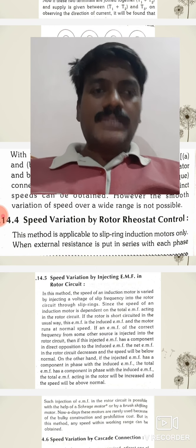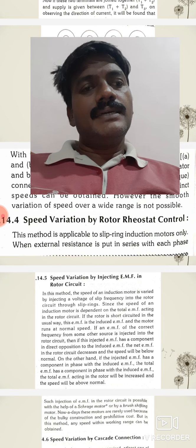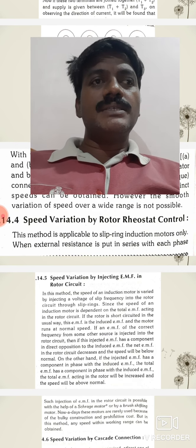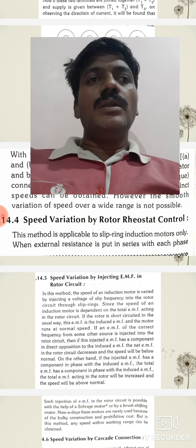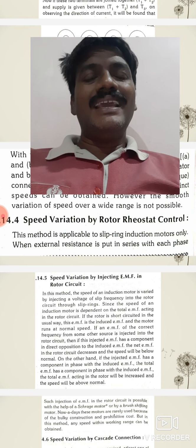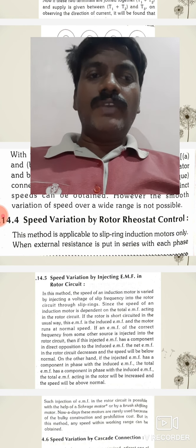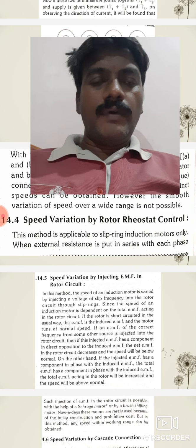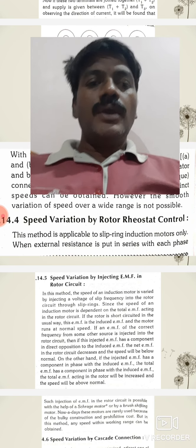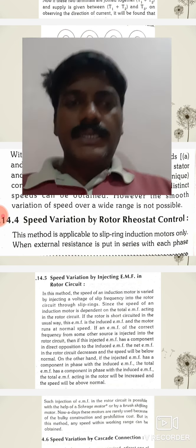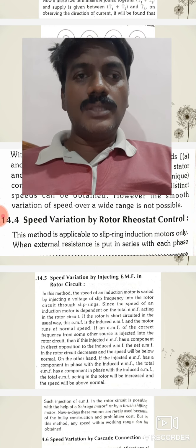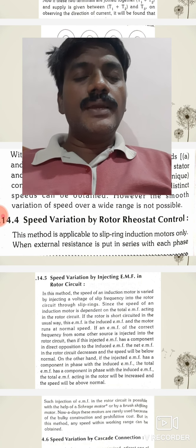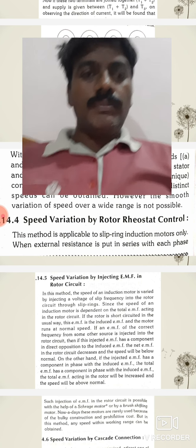We know that when slip increases, speed decreases, rotor speed decreases. We can have speed below the normal only. A very important point is that in the rheostat control method, by inserting resistance in the rotor circuit, we can get below rated speed only.